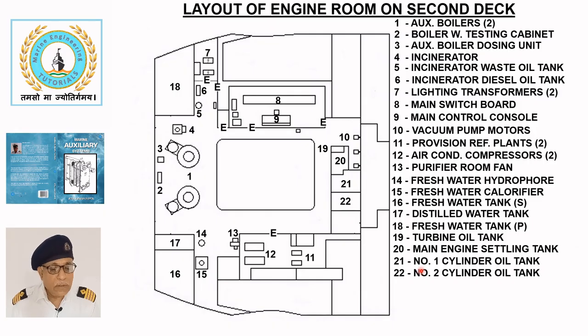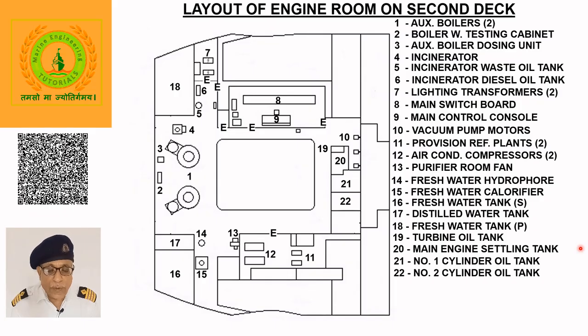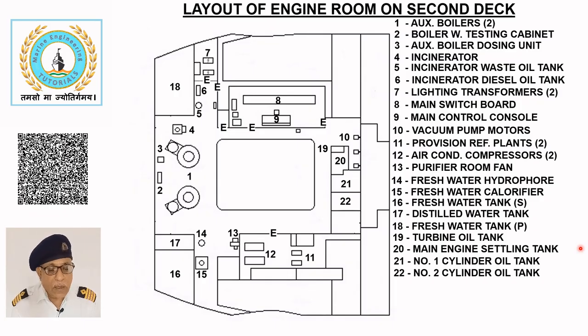Cylinder oil tanks number 1 and 2. Cylinder oil tanks 21 and 22 store lubricating oil for cylinder lubrication during the voyage. Oil is transferred daily to the day tank to meet routine consumption.